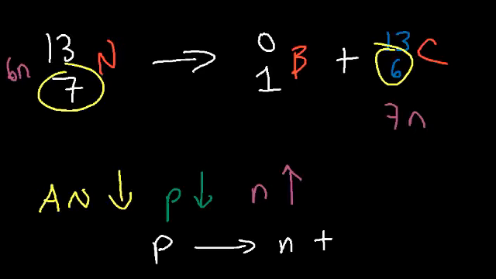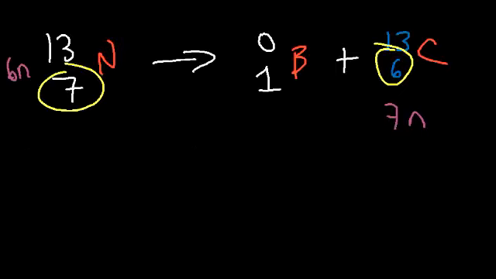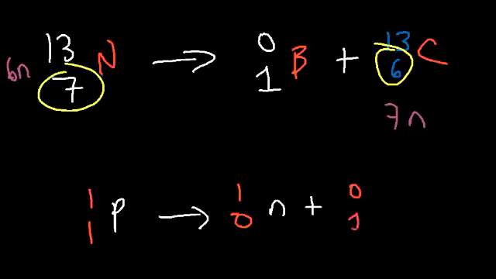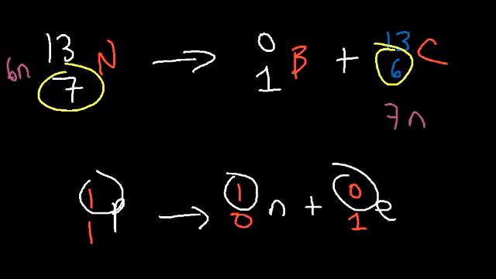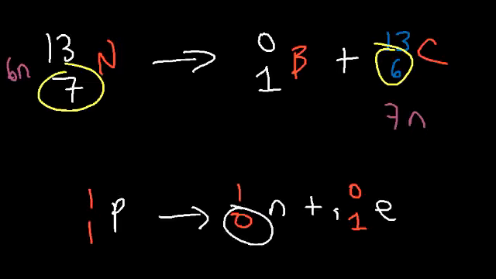So let's rewrite it a different way. Here's the proton with a mass of 1 and a charge of 1. It was converted into a neutron, which has a mass of 1 and a charge of 0, and also into a positron, which has a mass of 0 and a charge of 1. A positron is just an antiparticle of the electron. You can see how it's balanced: 1 plus 0 is 1, and 0 plus 1 is 1. So that's what happened during positron production. A proton was converted into a neutron and a positron.